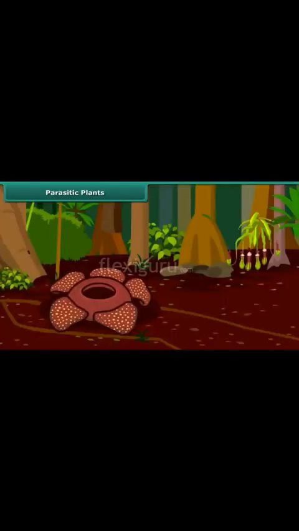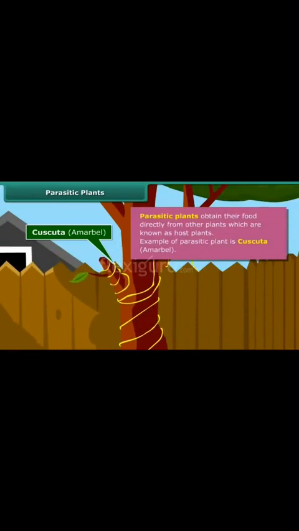Let's start with parasitic plants. The plants which obtain their food directly from other plants are known as parasitic plants, and those plants from which they obtain food are known as hosts. You might have seen Cuscuta, amarbale, nearby you, which is an example of a parasitic plant. It coils around the stem and branches as a yellow tubular structure. You'll be surprised to know that it does not contain chlorophyll, so it takes ready-made food from the plant on which it is climbing. The plant on which it climbs is called a host.